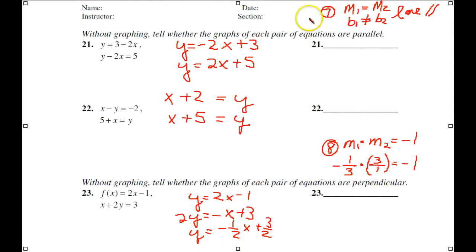Okay, on this page, there's a lot going on, and we've skipped a few that are not in our curriculum. You don't have to use a graphing calculator for examples 19 and 20, but going back to those original equations that we posted, I'm now going to add number 7, which is m sub 1 equals m sub 2, but b sub 1 does not equal b sub 2. So here we're saying the slopes are the same, but the y-intercepts are different.